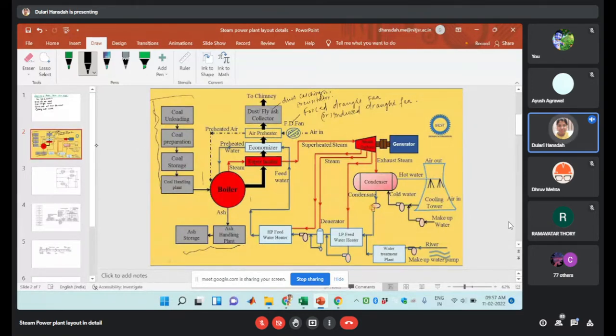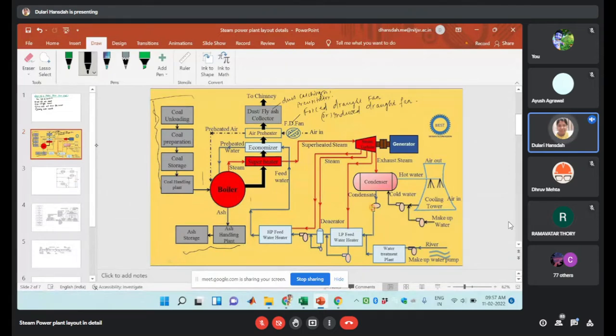So they should collect it before the chimney itself, and that will be dumped outside during the non-operation time. Okay, so this is all about your air and gas circuit, right?